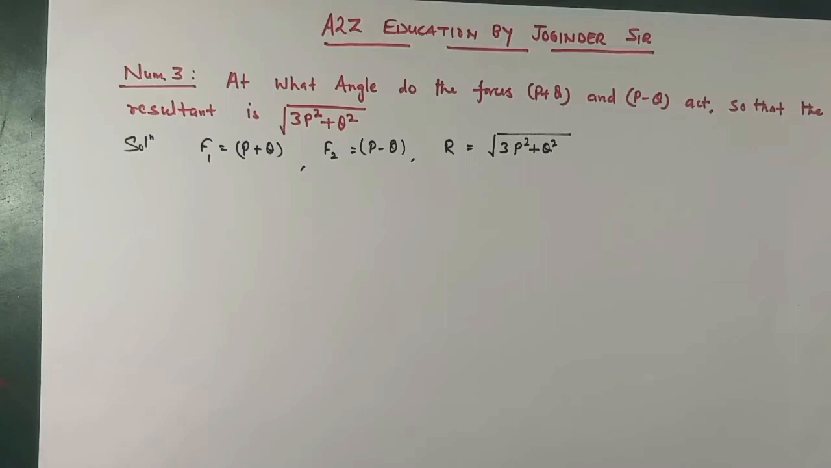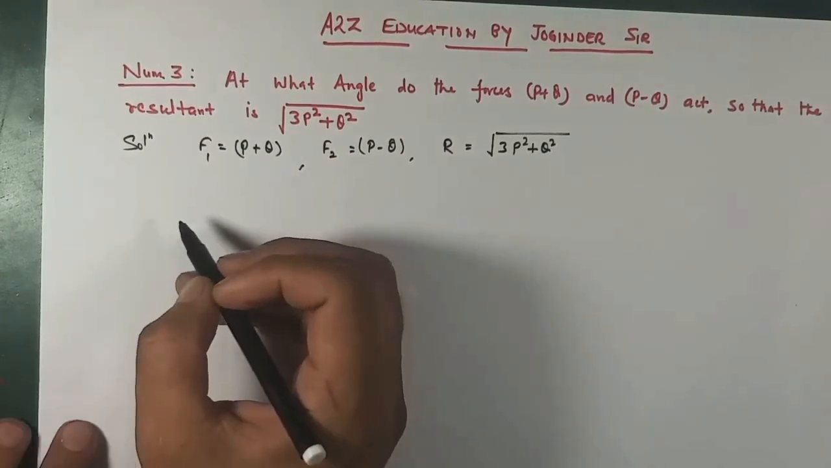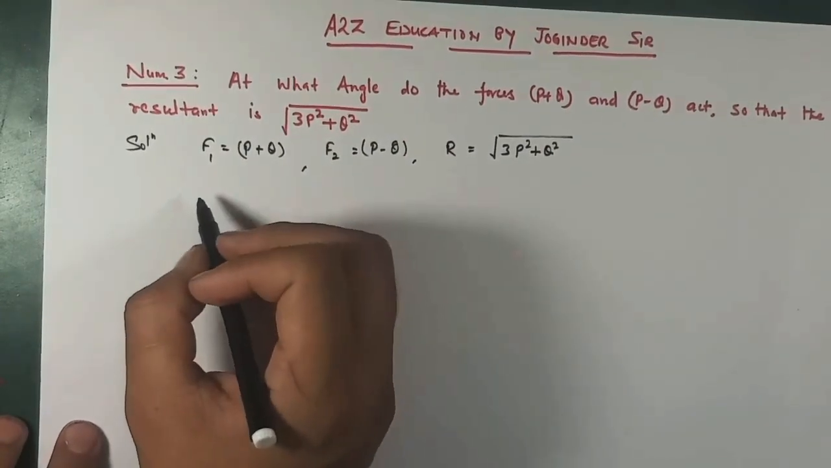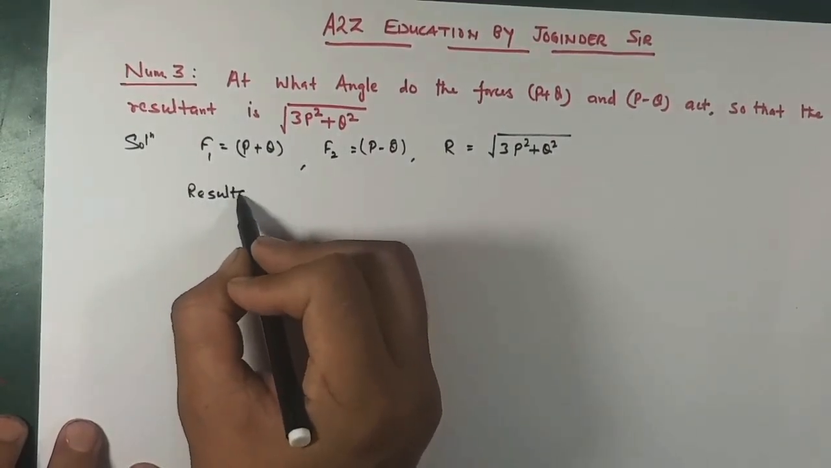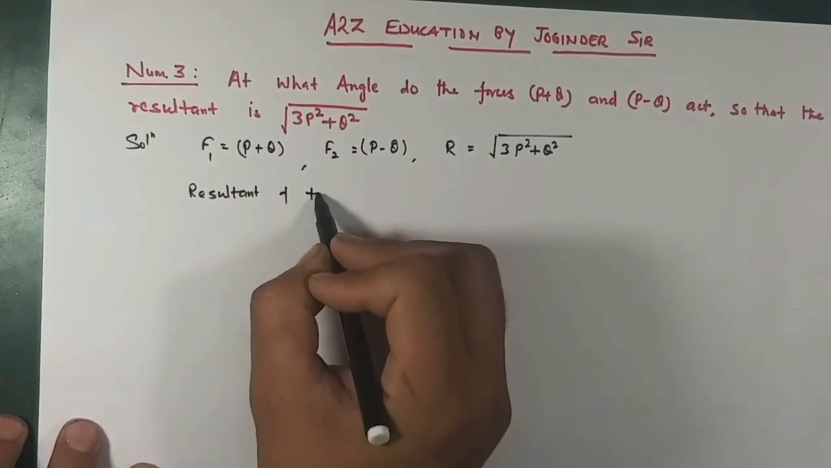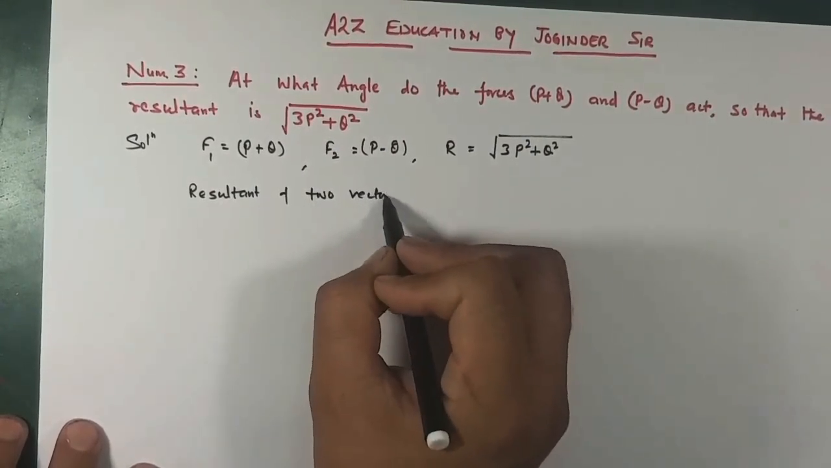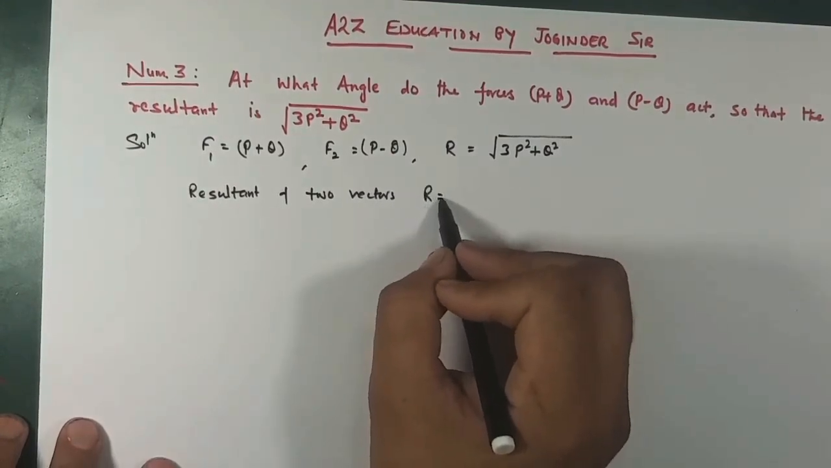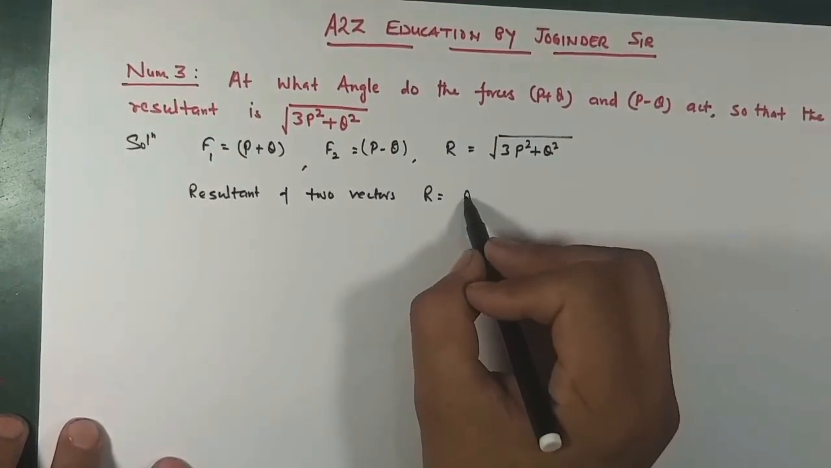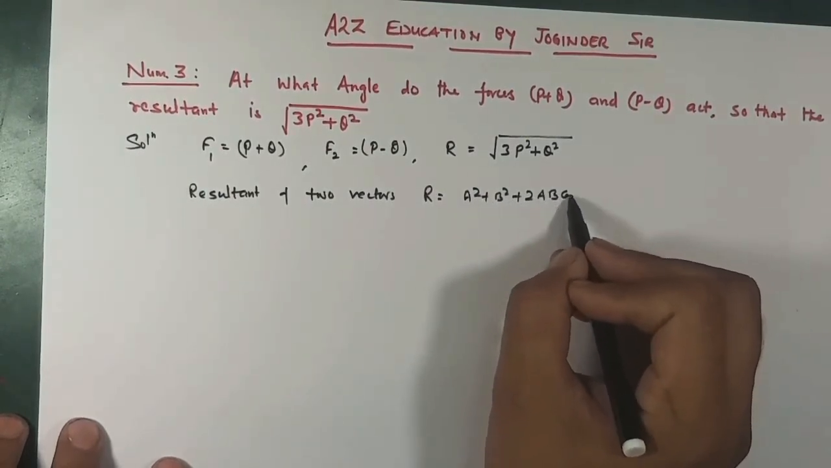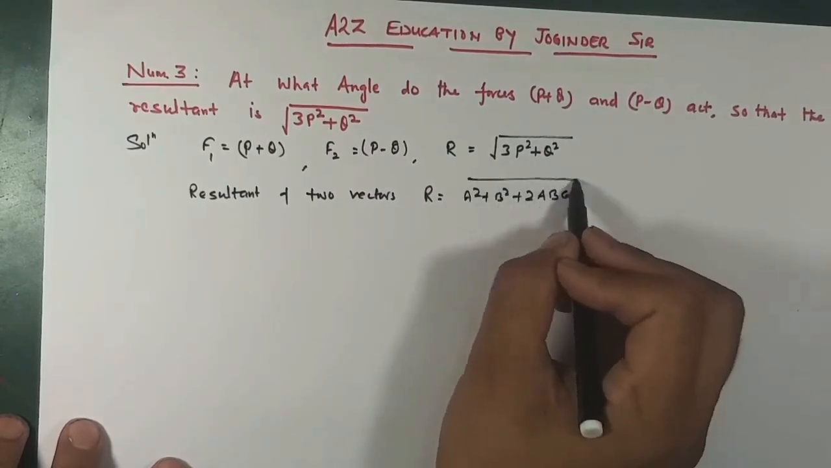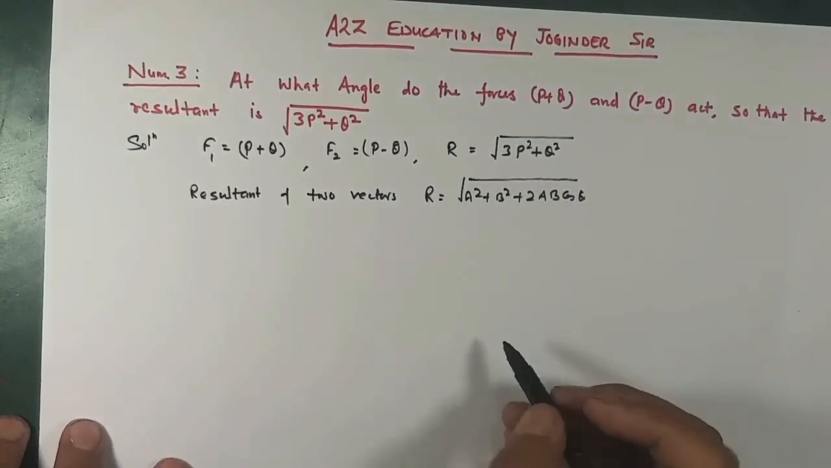Now what we have to find out? We have to find out the angle. So firstly we will apply the formula. Formula is what? As we know, resultant of two vectors, R is equal to root of A square plus B square plus 2AB cos of angle theta. So we will apply the values here.